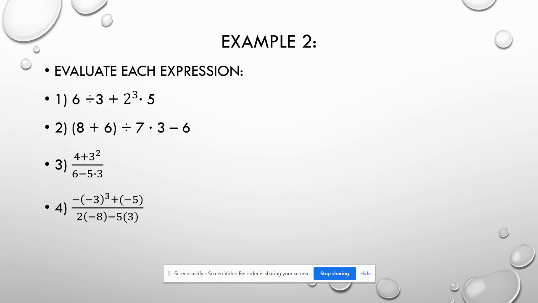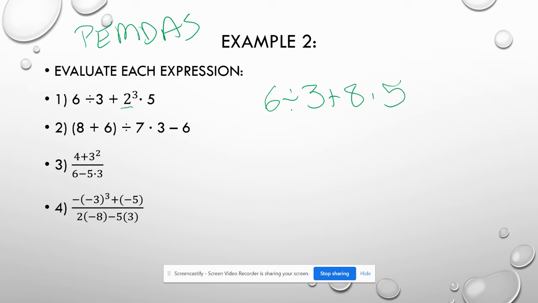Let's try a couple. I'm going to start with the exponents. Remember, we're still looking at basically PEMDAS. So 2 to the third power, 2 cubed, is 8. So 6 divided by 3 plus 8 times 5.